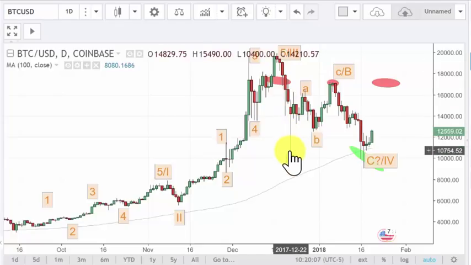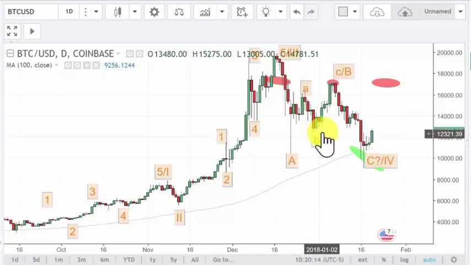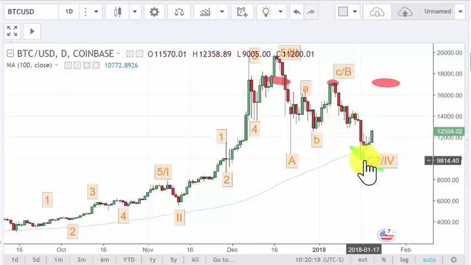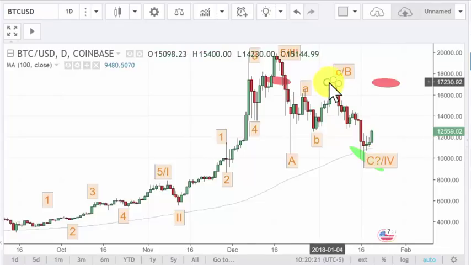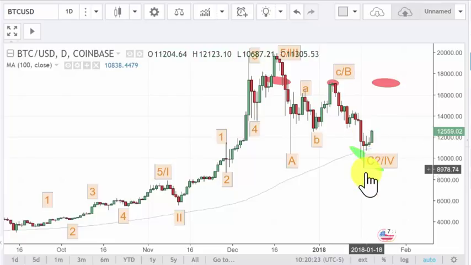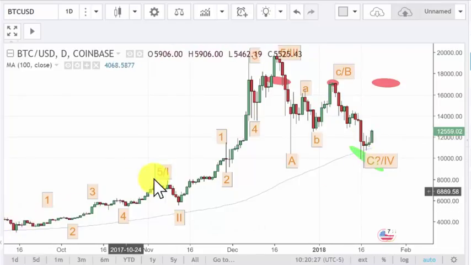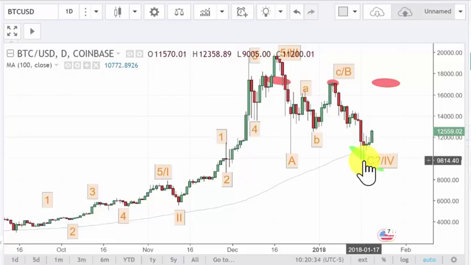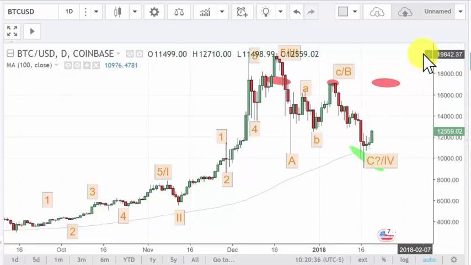Then we have an A, and then basically it's an A B C A, and then an A B C B, and then an A B C C, right? Or you could think of it as A B, 1, 2, 3, 4, 5, and then C. That completes the C. So now we have a 1, a 2, a 3, and then an A B C 4, and then what happens next is you should expect a 5 that goes at least to test towards 20,000.